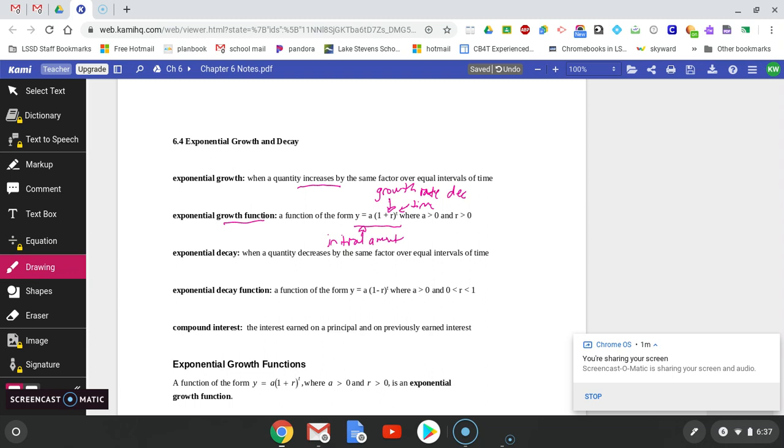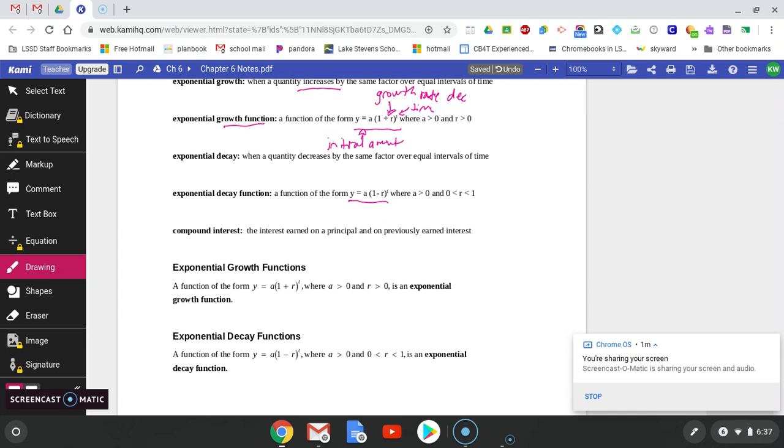The exponential decay function is going to be very similar. The only difference is, notice on growth, it was 1 plus r in the parentheses, and on decay, it's 1 minus r. So you're subtracting your rate from 1 instead of adding it to 1 because numbers are getting smaller over time. And then we're going to look at compound interest.